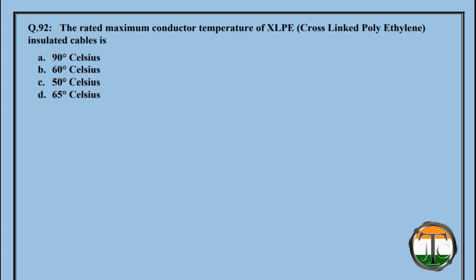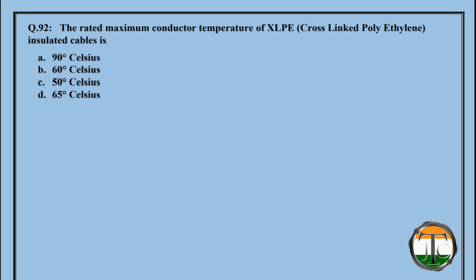So the next question is 92, that is, the rated maximum conductor temperature of XLPE, that is cross linked polyethylene insulated cable, is: option A is 90 degrees Celsius, option B is 60 degrees Celsius, option C is 50 degrees Celsius, option D is 65 degrees Celsius.